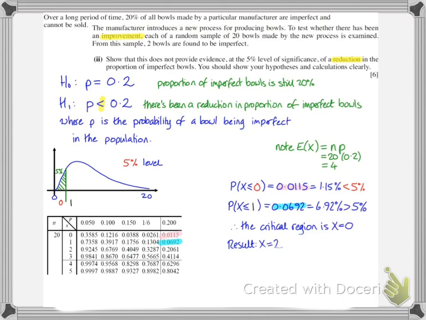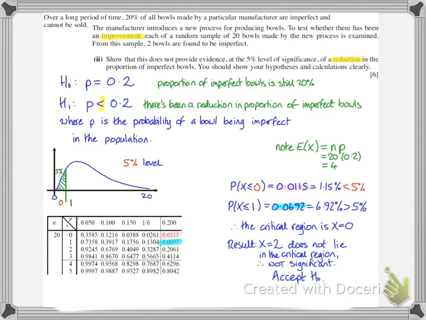The result given in the question is that 2 bowls are found to be imperfect. So the result of X equals 2 doesn't lie in the critical region. X equals 2 is in between 1 and 20, so it's in the uninteresting part where the result is not significant and we accept H0.